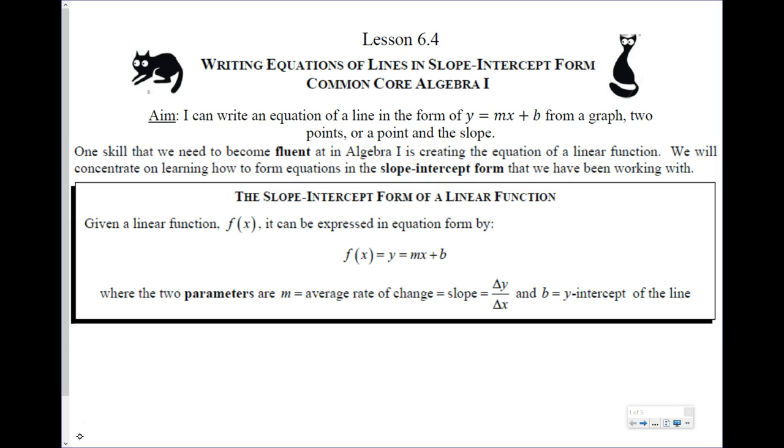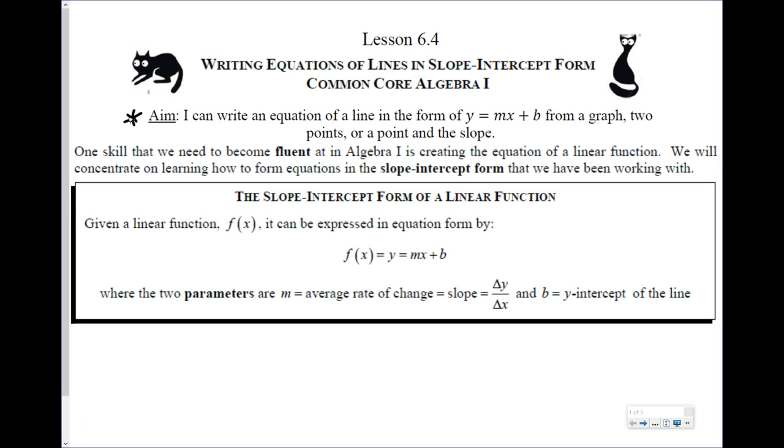So your aim today is that I can write an equation of a line in the form of y equals mx plus b from a graph, 2 points, or a point and the slope. One skill that we need to become fluent in Algebra 1 is creating the equation of a linear function. We will concentrate on learning how to form equations in the slope-intercept form that we've been working with.